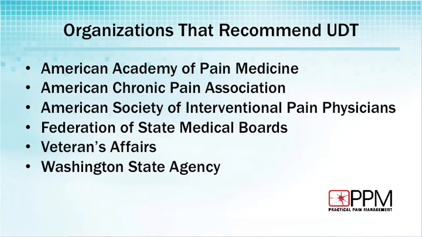And as you can see from this slide, multiple organizations recommend urine drug testing as a standard by which you follow patients. The Federation of State Medical Boards is one of those listed organizations, and their policy has been adopted by the majority of states. You may be worried that the DEA is monitoring you. It's not the DEA, it's the Federation of State Medical Boards guidelines and your medical board that is monitoring you, and they have recommended that urine drug testing be a part of regular monitoring of patients taking opioids.